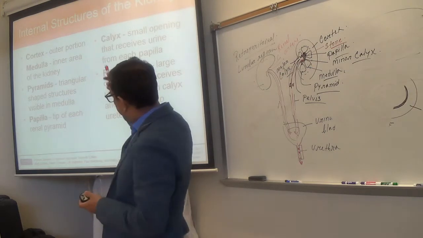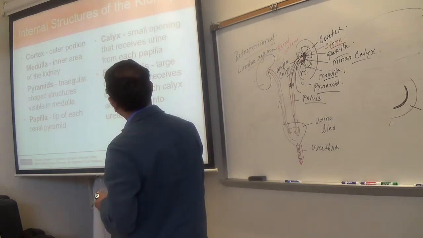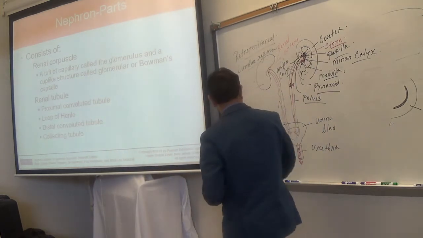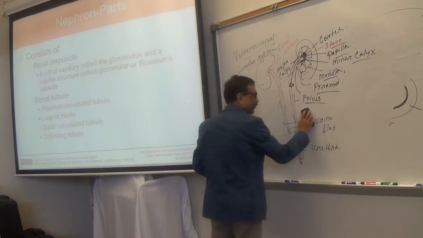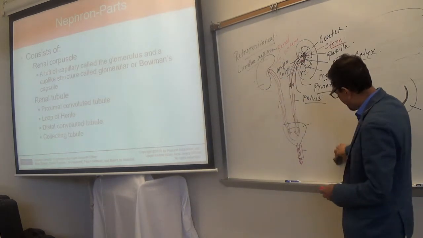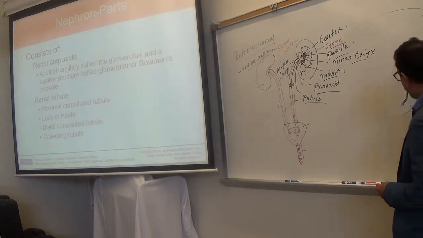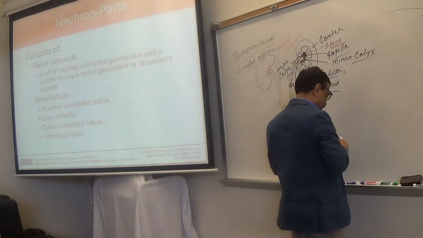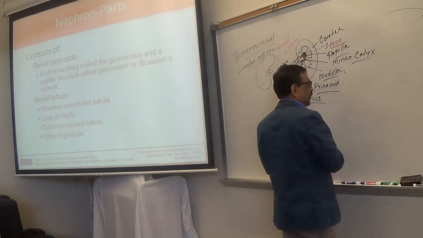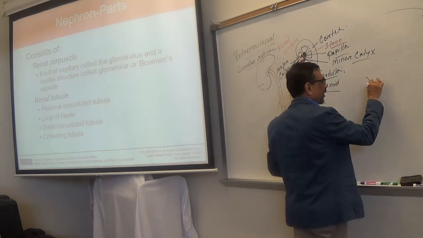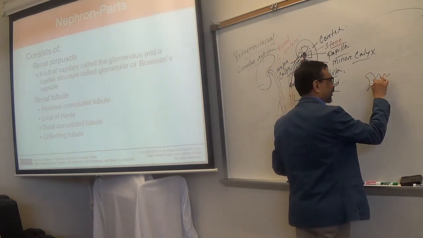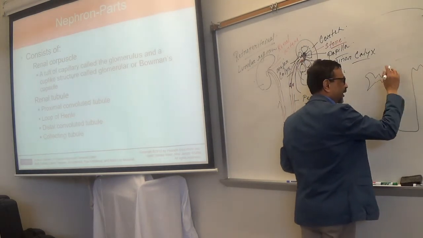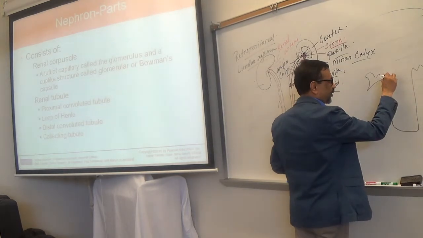Okay, so we have already talked about these structures. Now we'll talk about the nephrons. Inside the kidney, you have very tiny tube-like structures. Those are called the nephrons. And nephrons are the functional units of the kidneys. Let's see how one nephron looks. If we take one nephron and make it straight to see the parts.